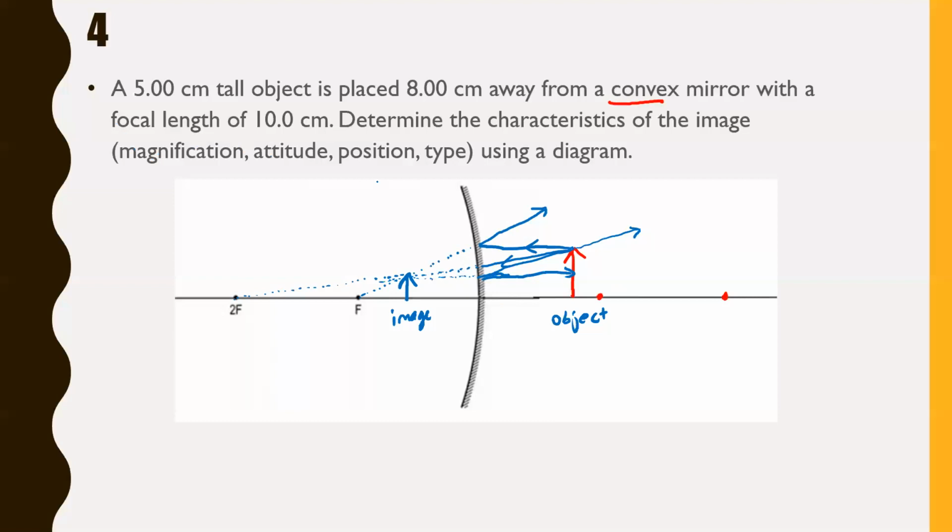And I think now it's pretty clear how we can get our characteristics. So our magnification, first of all, it very clearly is smaller. So there's my magnification. Attitude is just how is it facing? Well, it's going upright. Position, well, position is relative. Remember, this point on a mirror is called the vertex. So I could say position, it's between F and V. That works. And then type means real or virtual. Well, it's behind the mirror and it's with the dotted line, so it's going to be a virtual image. There we go.